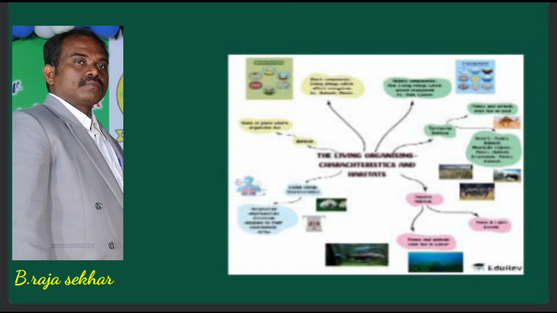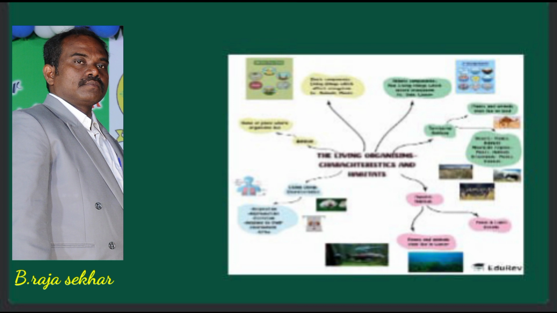Biotic components are living things which affect the ecosystem, for example animals and plants. Abiotic components are non-living things which affect the ecosystem, for example rain and water. Abiotic factors, right?